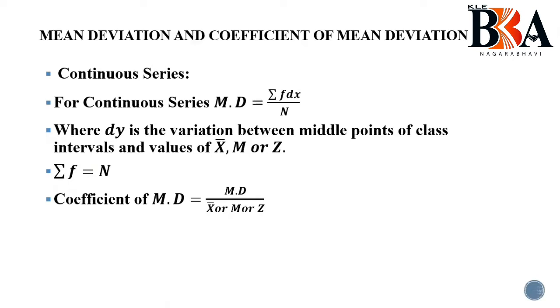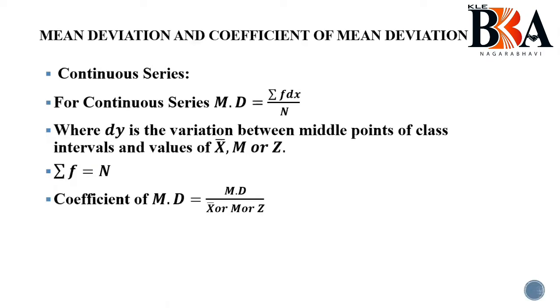Before going into that, we need to know the formula to be used in continuous series. For continuous series, the mean deviation formula is summation of f dx divided by n, where dx or dy is the deviation between the middle points of the class intervals and the values of mean, median, or mode. So in class interval problems, you should always take the mid values. There are two methods to find the mid values, and we'll see how. Next, the summation of f is the total, that is n.